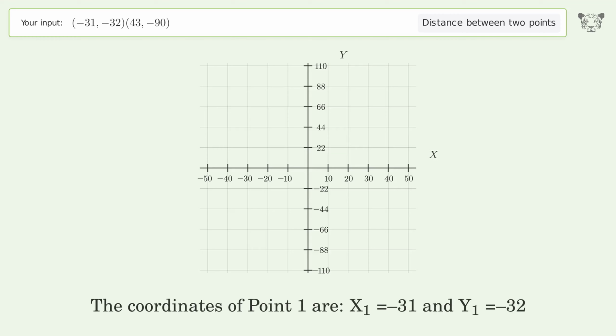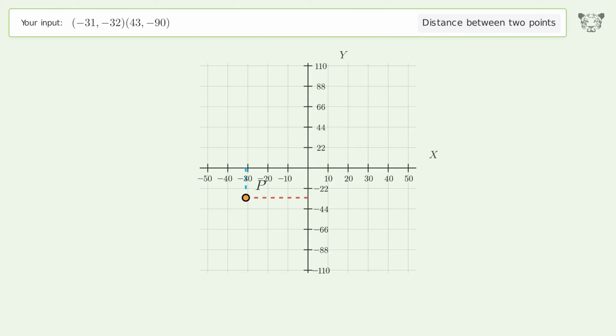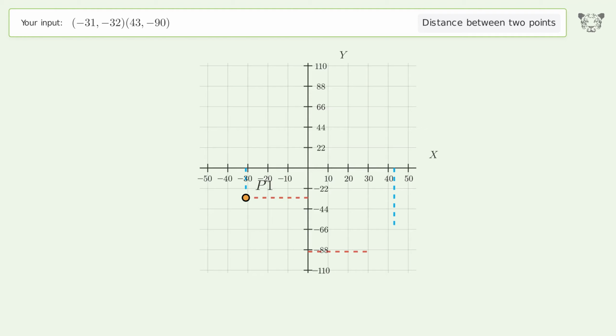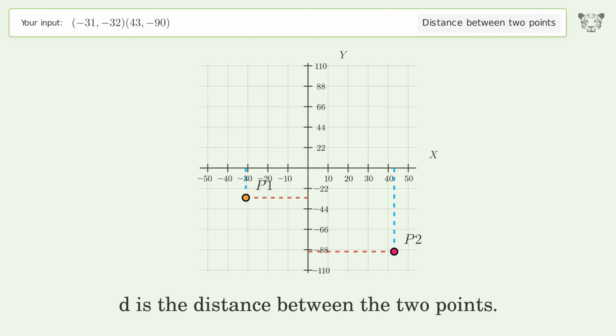The coordinates of point 1 are x1 equals -31 and y1 equals -32. The coordinates of point 2 are x2 equals 43 and y2 equals -90. D is the distance between the 2 points.